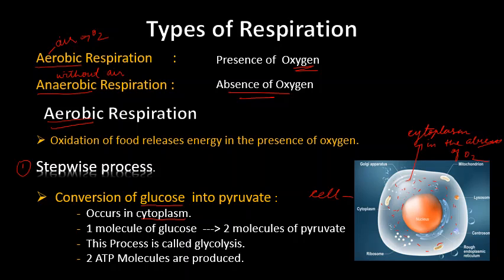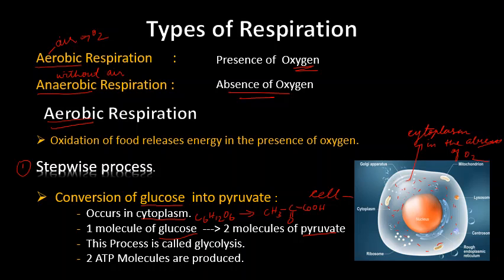And one molecule of glucose. What is glucose? What is the formula of glucose? C6H12O6 is the formula of glucose. One molecule of glucose is converted into two molecules of pyruvate. The formula of pyruvate is CH3COCOOH. This is the formula of pyruvate.